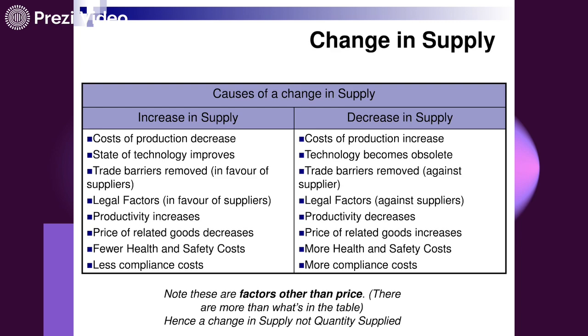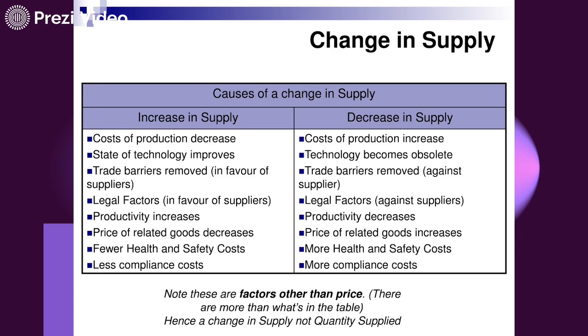Price of related good increases. So back to our strawberries and berries example. Let's say the strawberry price went up. So I'm going to sell more strawberries now because I'm making more profits from that good. So my supply for berries is going to decrease. If there's more health and safety costs, my supply would decrease. And if there's more compliance costs, my supply would also decrease.